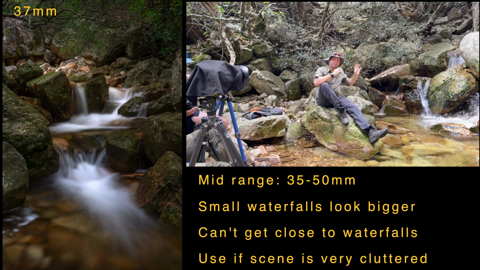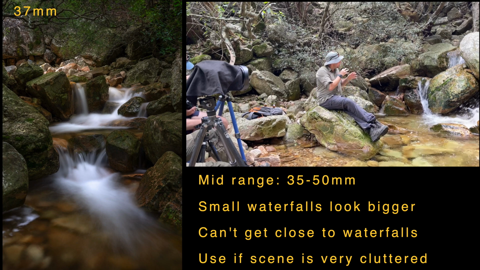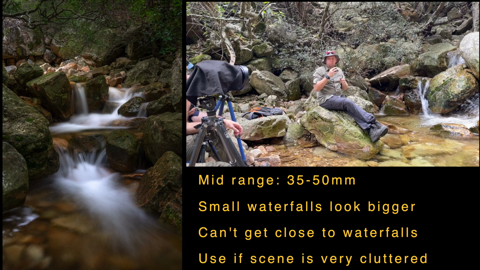However, shooting this at about 50 mils or 40 mils can really focus in on the waterfall, make a small waterfall appear bigger, and also give you all those layers and depths into the waterfall. So I'll be showing you examples of shooting at a range between about 30 and 50 mils to get some nice compositions for the waterfalls.